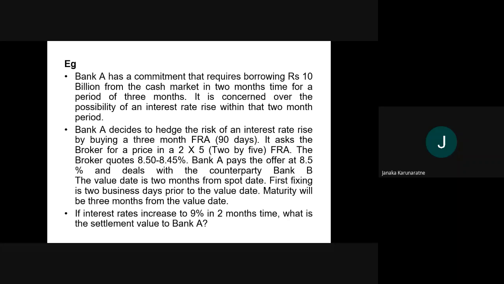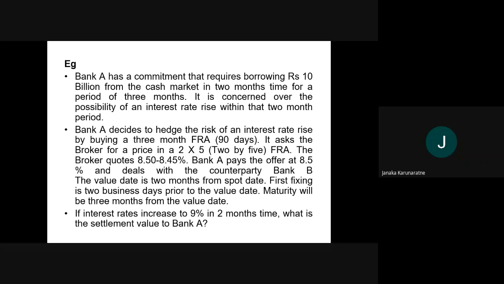So bank A decides to hedge the risk of an interest rate rise by buying a 3 months FRA. It asks the broker for a price on a 2 by 5 FRA. The broker quotes 8.5% as the ask price, and the bid price is 8.45. So bank A offers at 8.5% and deals with counterparty bank B. Through a broker I find a counterparty, bank B.